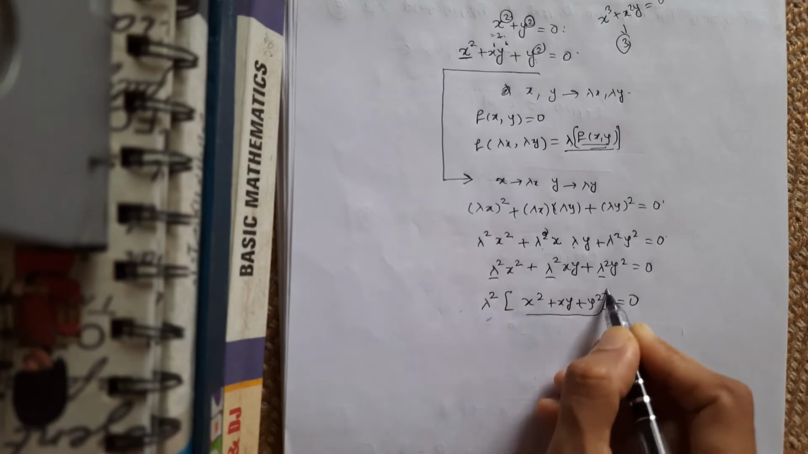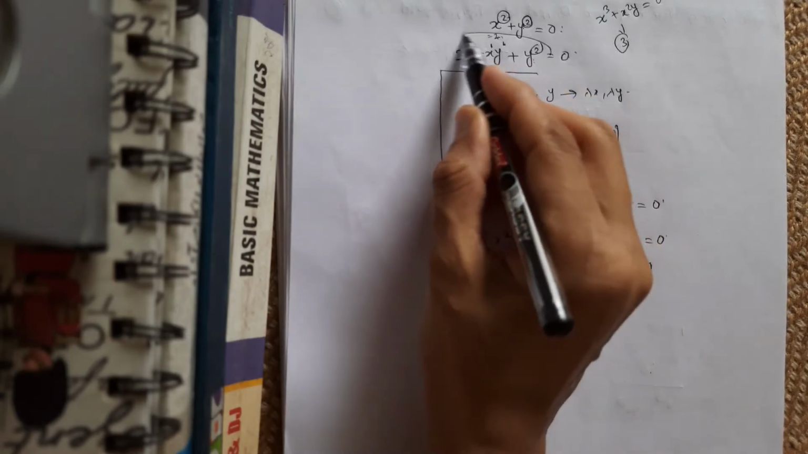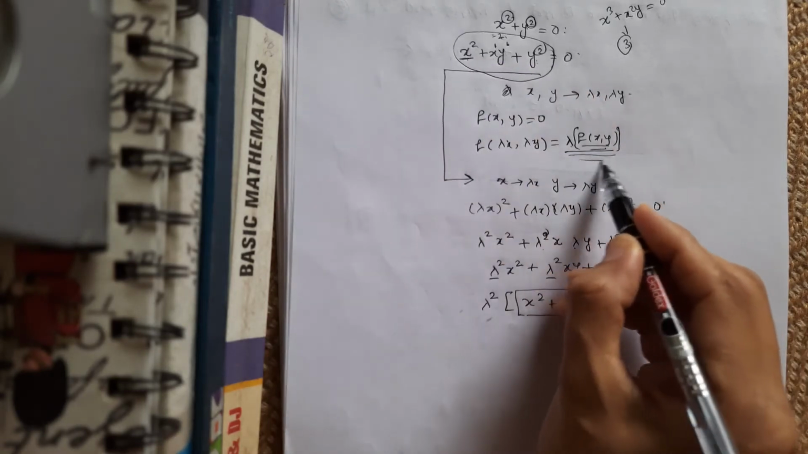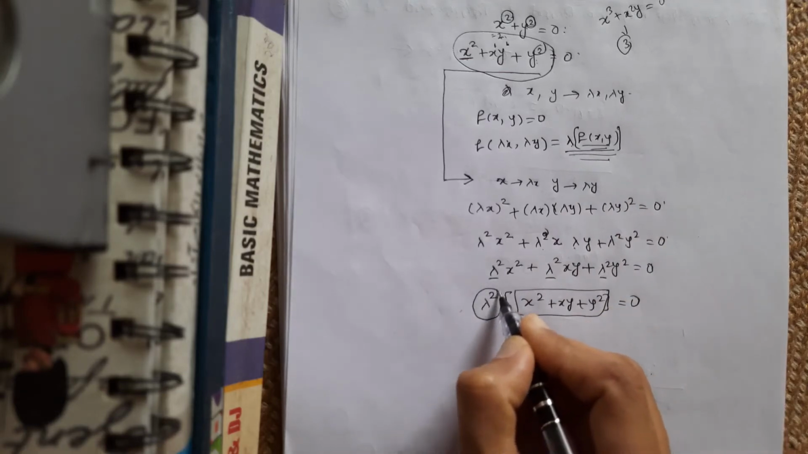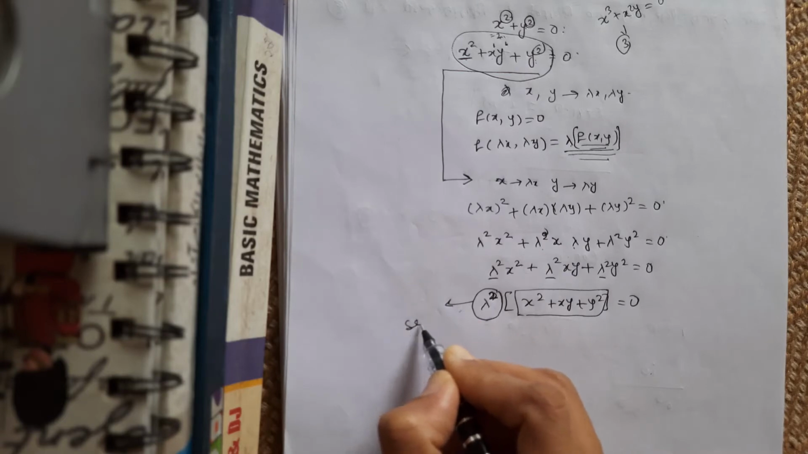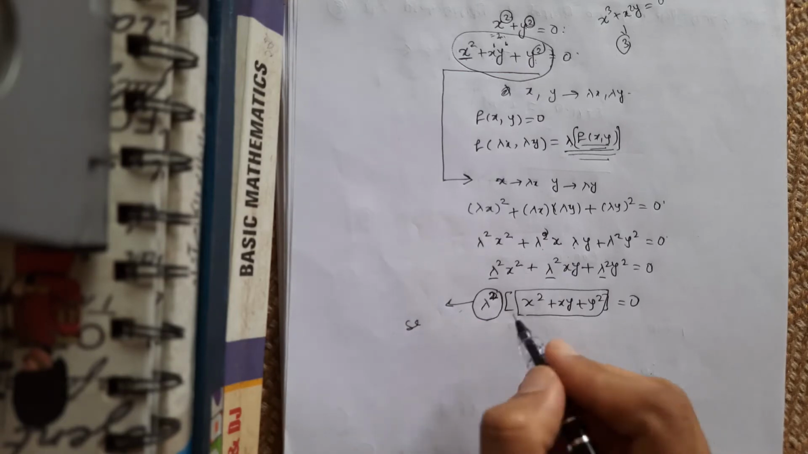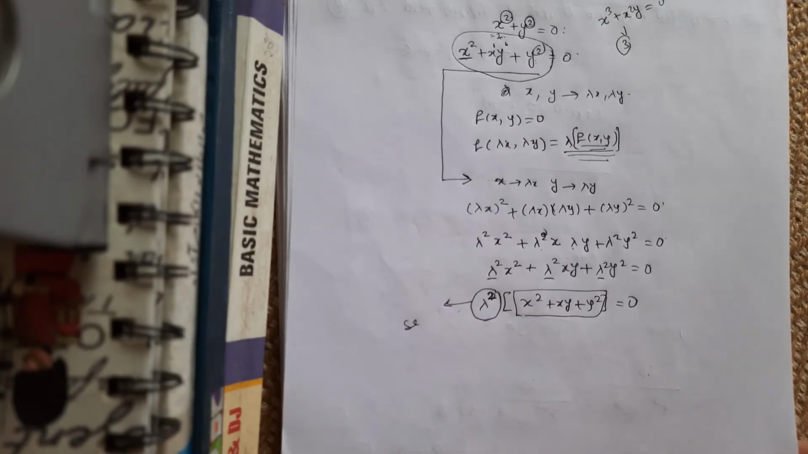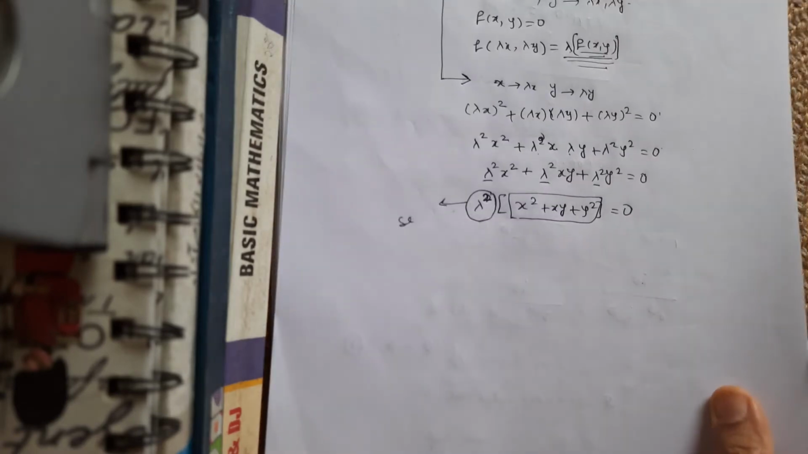And this is my f of x, y, the given equation, right? So I get the equation in this form. And here I have lambda square. So if I have a square here, then this is called second degree, homogeneous of degree 2. Okay, so that's how you simply identify the term.